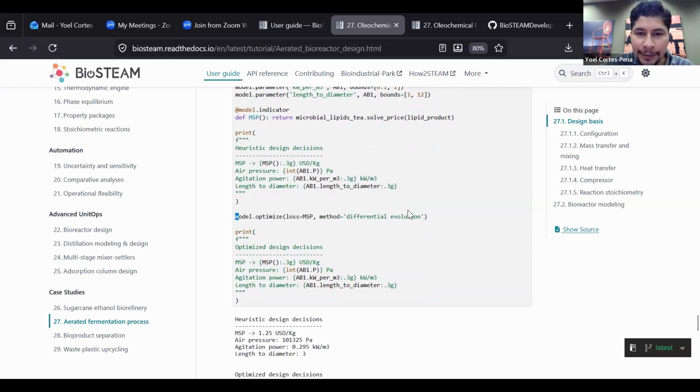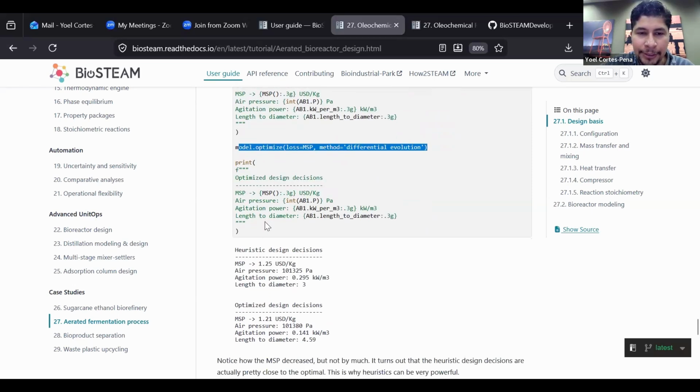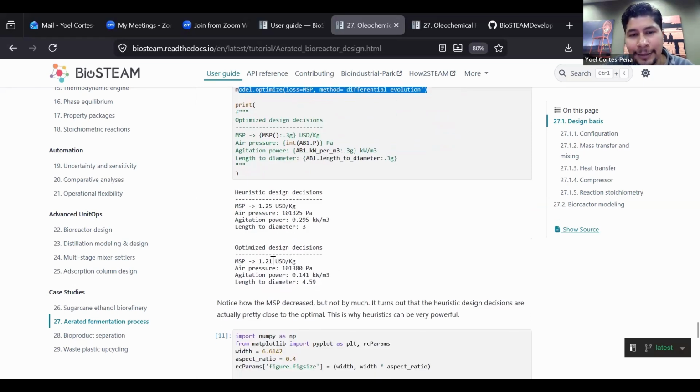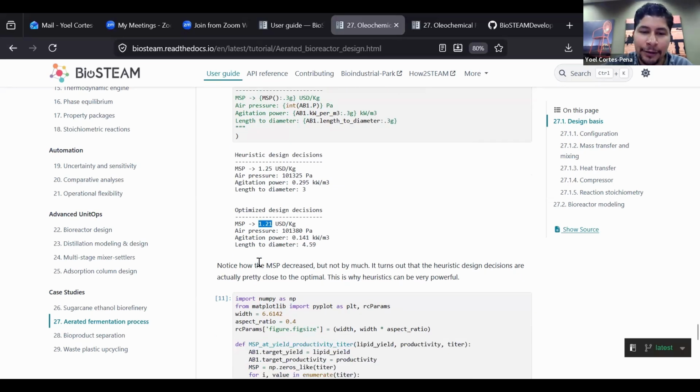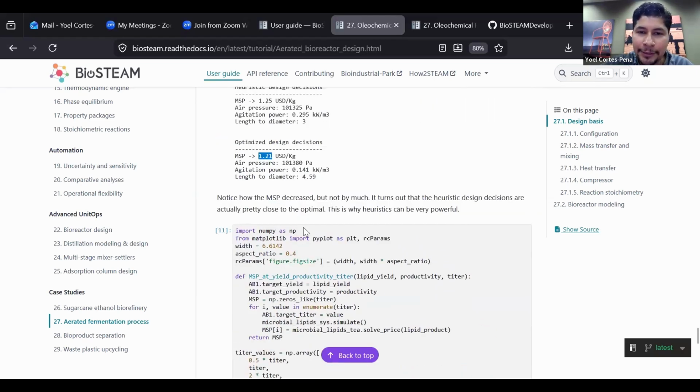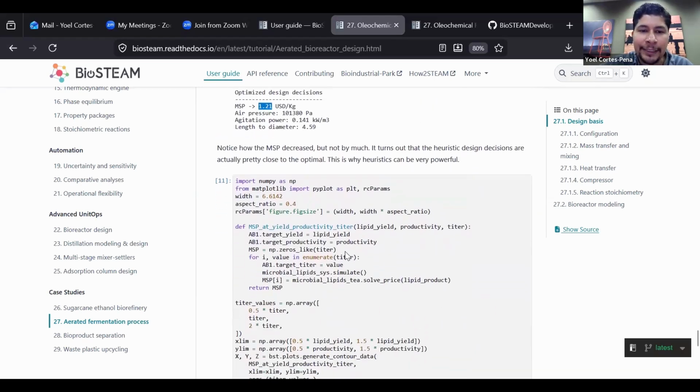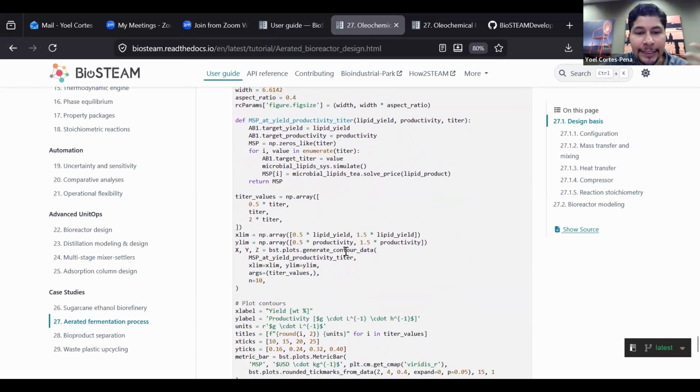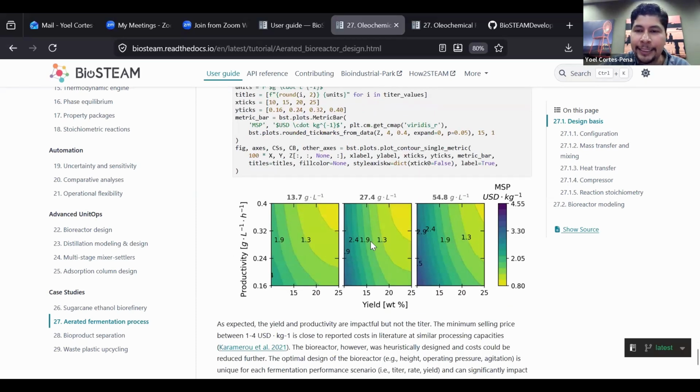Then after optimizing, we can get our new results. And it turns out that optimizing the aerated bioreactor can improve the economics, but not by too much. And this is because the heuristic design decisions that we gave it are actually pretty close to the optimal already. That's why heuristics can be very powerful. And here we're doing another analysis where we're varying the titer, rate, and yield and understanding what is its impact on the minimum selling price.